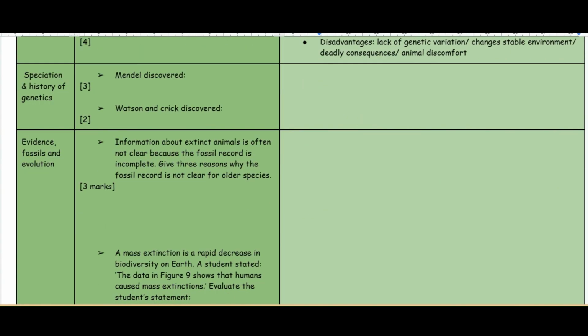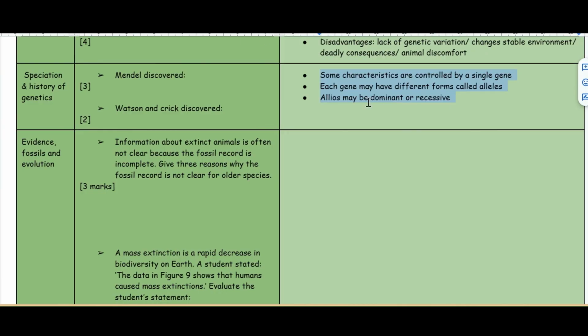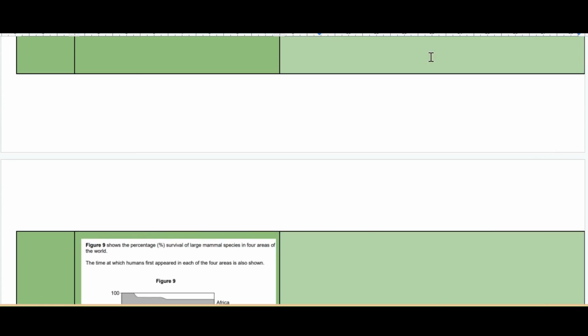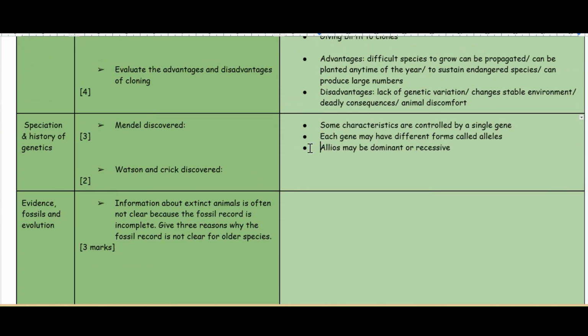Moving on to the next topic, speciation and the history of genetics. So firstly, you need to know what Mendel discovered. Mendel discovered that some characteristics are controlled by a single gene, and each gene might have different forms, called alleles. So alleles are different versions of the same gene. And the alleles can be in one of two states, dominant or recessive. And then you have Watson and Crick, and they both discovered the double helix structure of DNA.